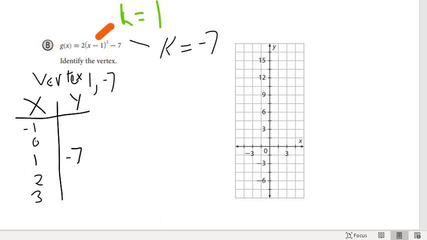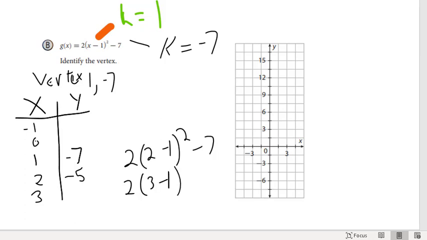So I'm just going to put 2 in. 2 times 2 minus 1 squared minus 7. So 2 minus 1 is 1. 1 squared is 1. Times 2 is 2. 2 minus 7 is negative 5. All right, and do the same with 3. 2 times 3 minus 1 squared minus 7. So 3 minus 1 is 2. 2 squared is 4. 4 times 2 is 8. 8 minus 7 is negative 1. We should have a repeating value, so this should be negative 5, and this should be negative 1.